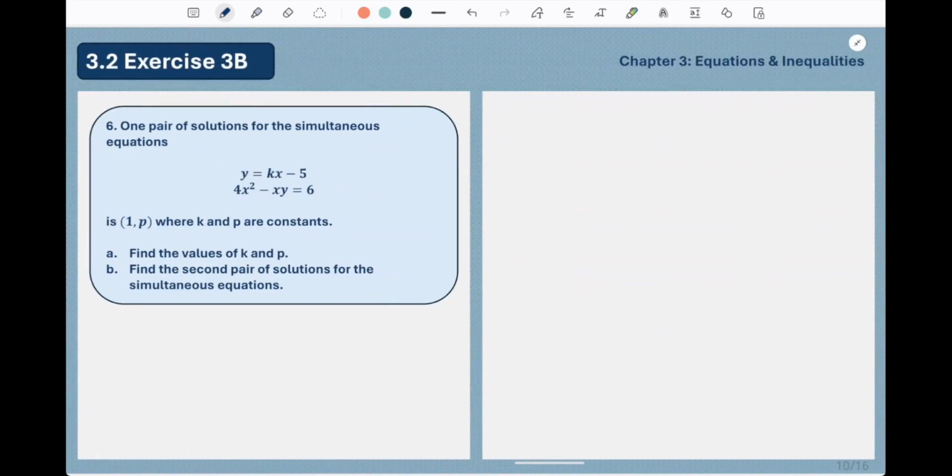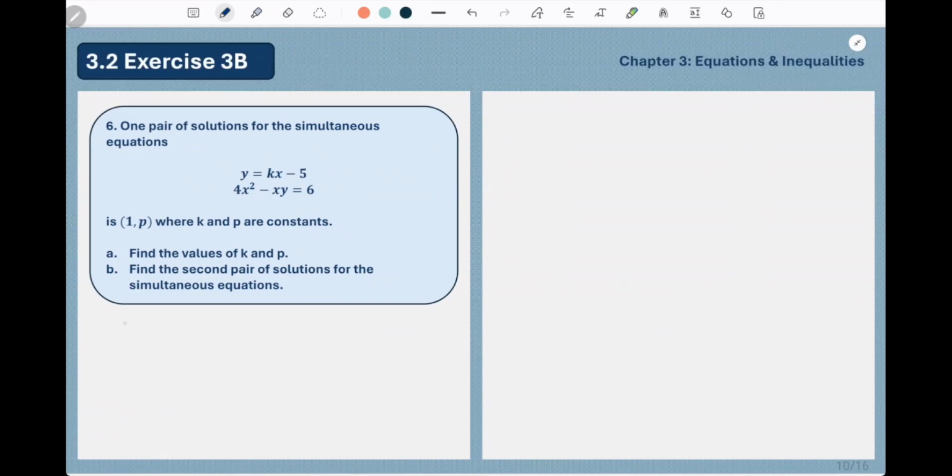So we've got one more question for today. We have one pair of solutions for the simultaneous equations y equals kx minus 5 and 4x squared minus xy equals 6 is 1, p. So that means x is 1 and y is p. So that's one pair. Because it's a quadratic simultaneous equation, we have two pairs of solutions.